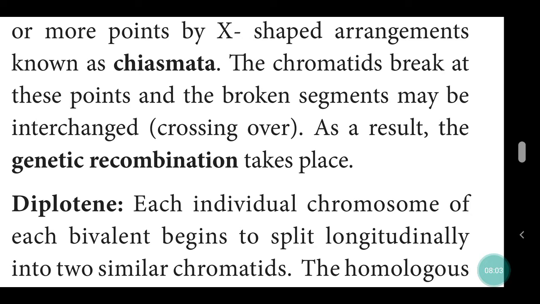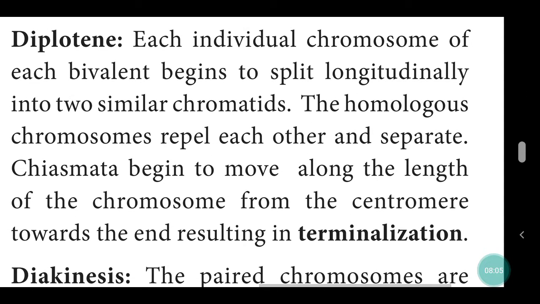Next, diplotene. Each individual chromosome of each bivalent begins to split longitudinally into 2 similar chromatids. The homologous chromosomes repel each other and separate. Chiasmata begin to move. Actually, the joined chromosomes separate and move to both sides. The length of the chromosome from the centromere towards the end, resulting in terminalization.